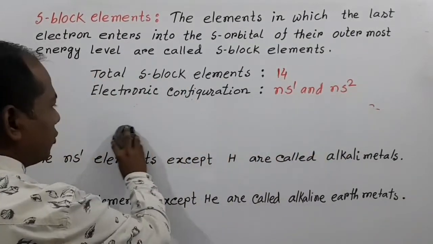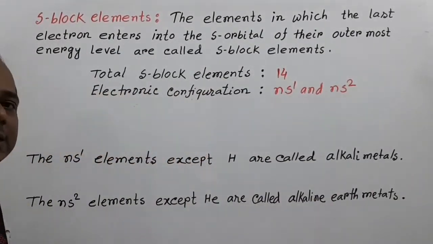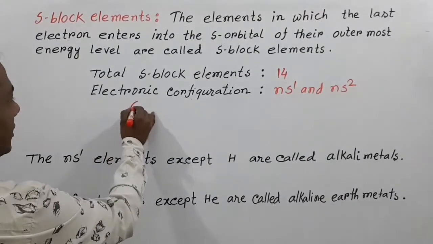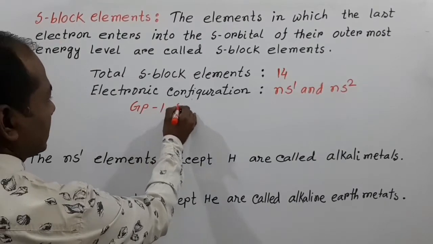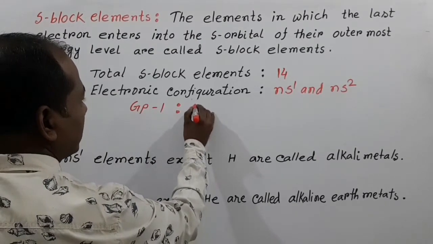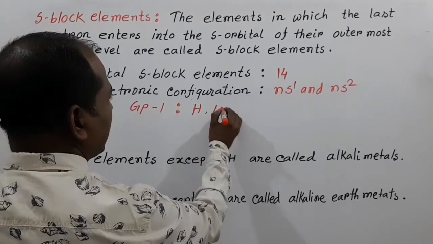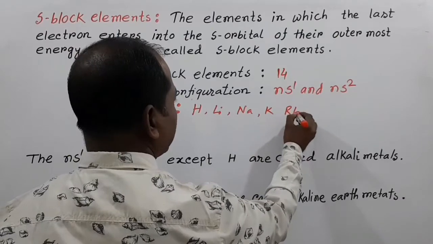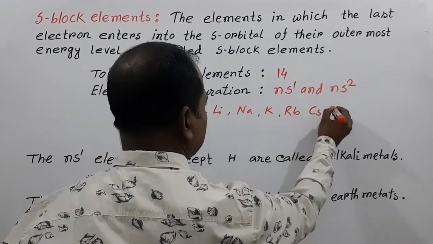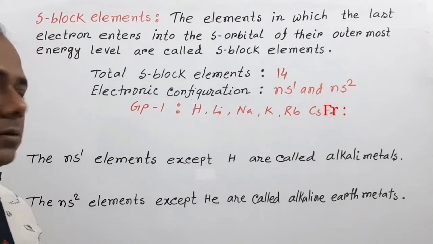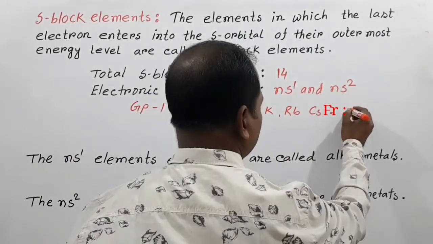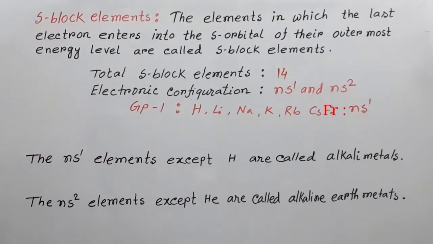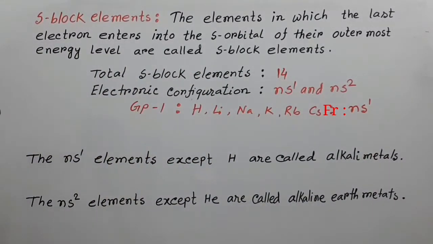group 1 elements and group 2 elements are known as s block elements. Group 1 elements here are hydrogen, lithium, sodium, potassium, rubidium, and cesium. For these elements, the last electron enters into the s orbital, and the general electronic configuration is ns1, and that's why group 1 elements are known as s block elements.